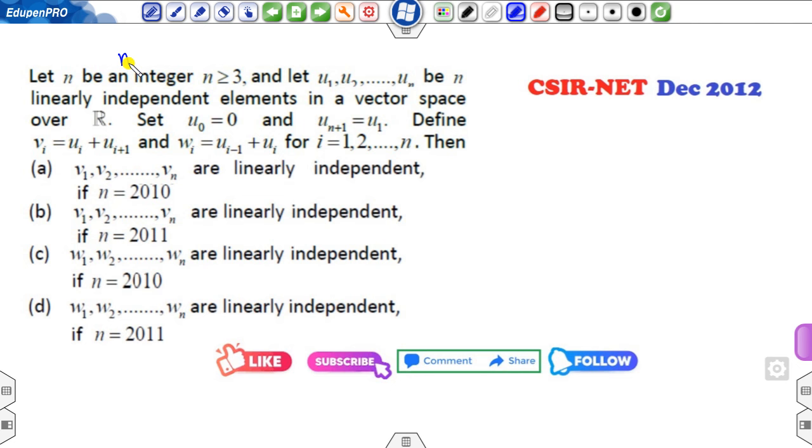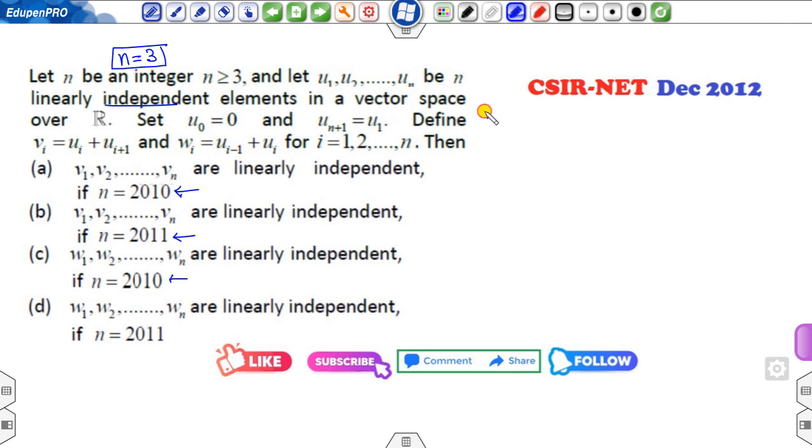Let n be a positive integer. I can choose n as 3. The ui's are linearly independent, and u0 is given to be this. Firstly, v1, v2, w1 are linearly independent for this. You can see this is a very large number, but you can think about that. There is no role of this.